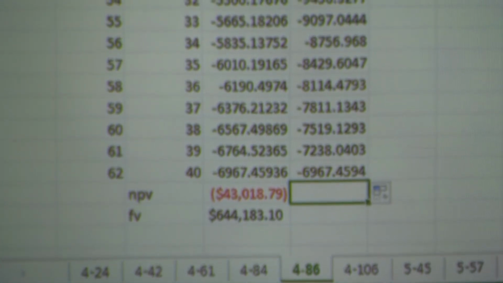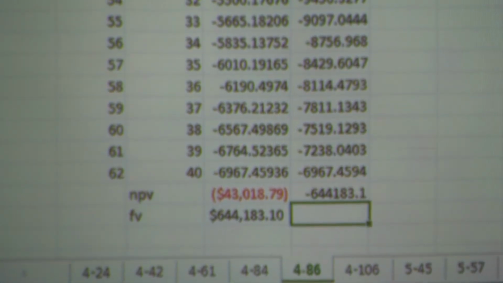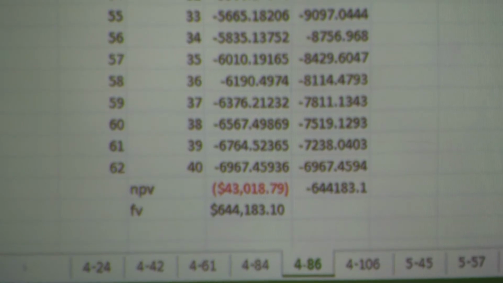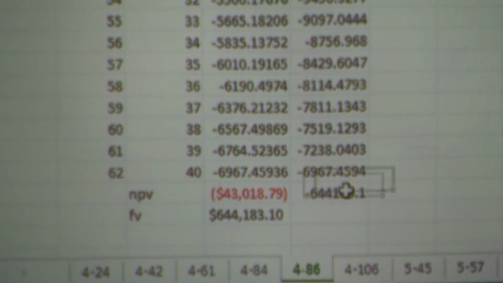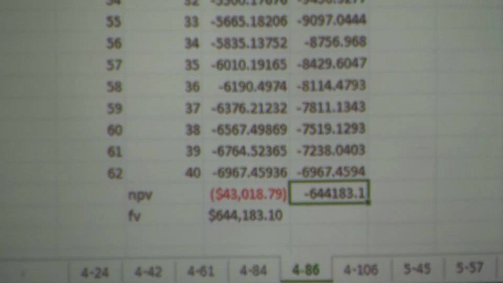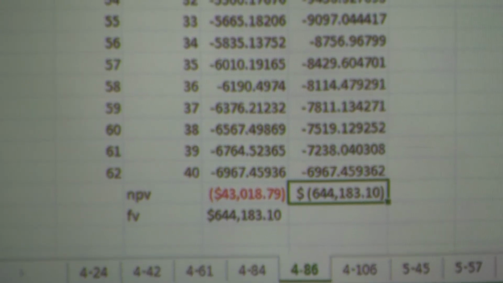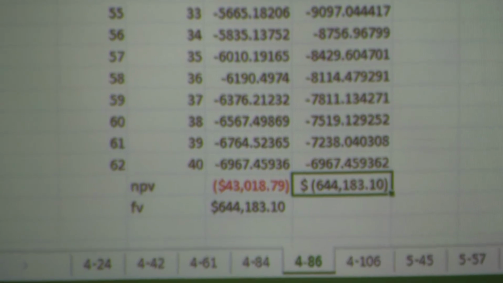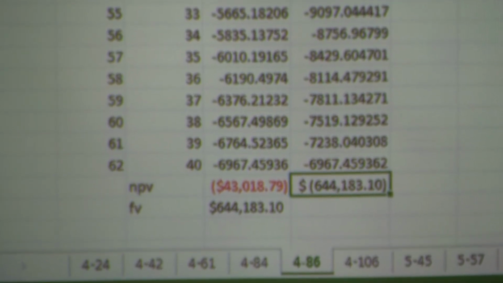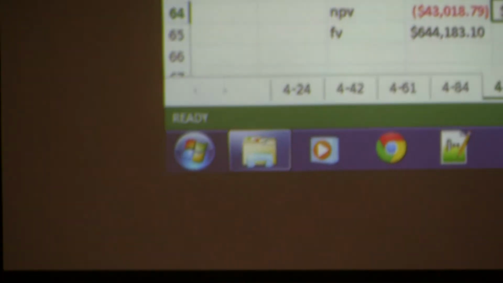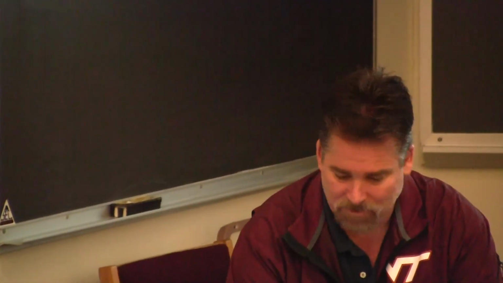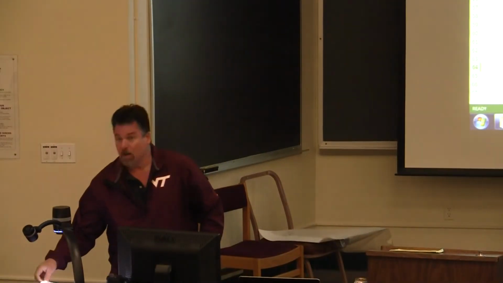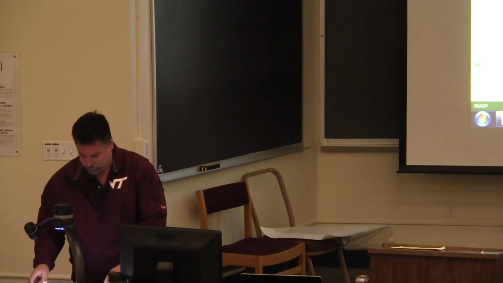And then the sum of that series should be the same as the sum that I calculated using NPV and future value. We agree? Good deal. All right, we got less than 5 minutes.